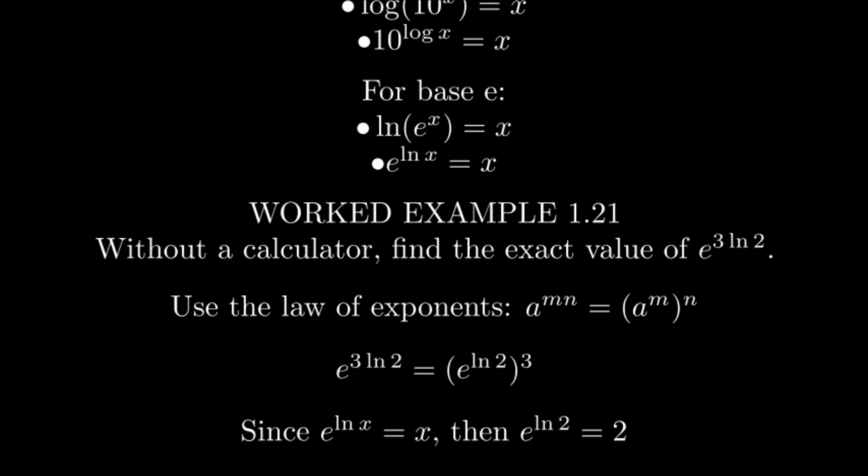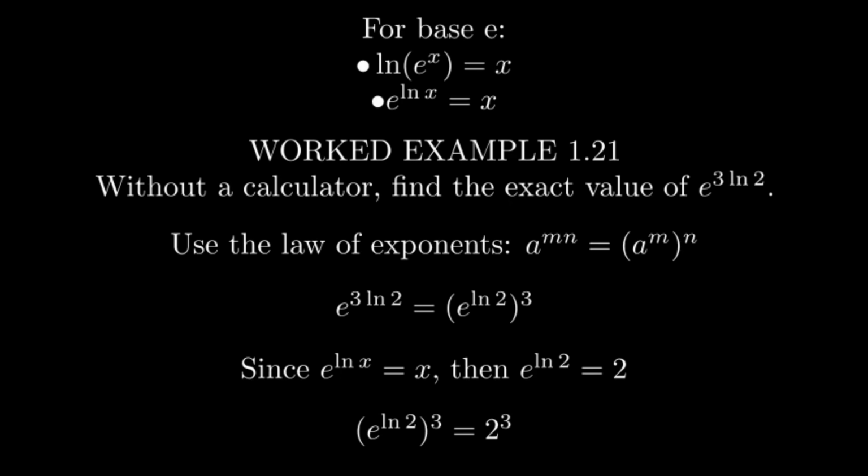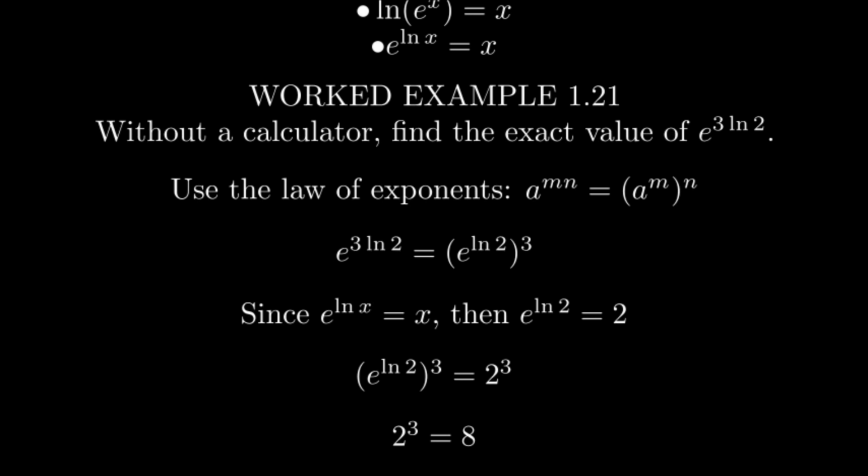Now we can substitute the simplified value back into our expression. Our expression becomes 2 cubed, and 2 cubed is 8. So the exact value of e to the 3 ln 2 is 8. We've successfully met our objective.